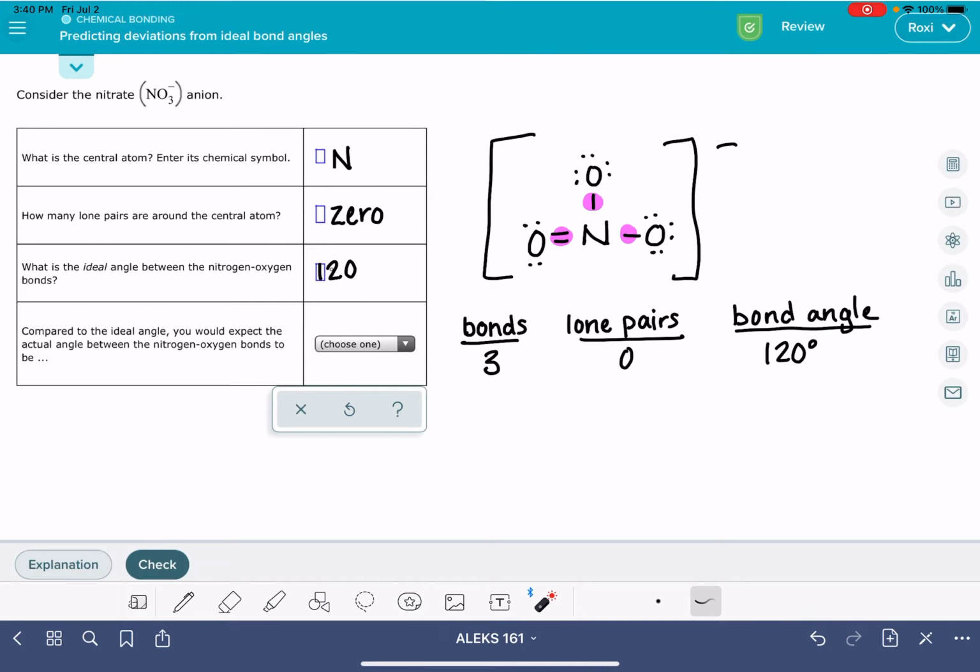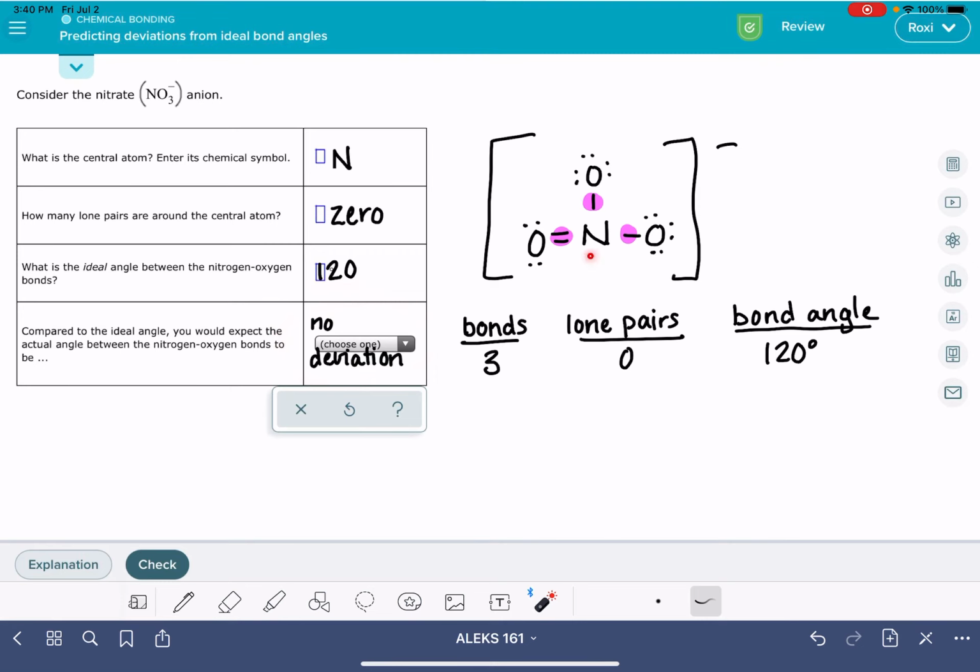And since we don't have any lone pairs on our central atom, we're going to say that there is no deviation. I don't remember exactly what this drop-down menu says, like what your options are. So it probably says something like bigger or smaller or exactly the same or no change from 120 or something along those lines. We want to look for whatever word or phrase ALEKS is using to say that we're not seeing a change to our bond angle.